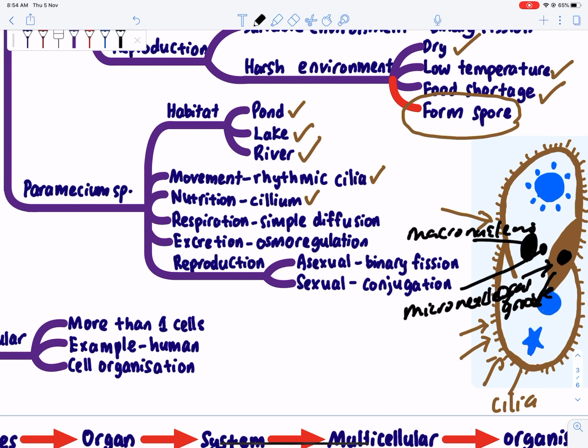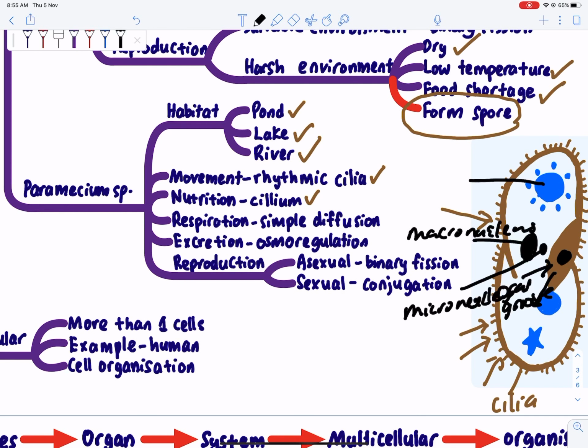The oral groove is then done, and of course they have a contractile vacuole. Okay, they have a contractile vacuole here. This contractile vacuole will eliminate excessive water. Please remember, they live in the pond, lake, or river. Sometimes the environment is hypotonic. Hypotonic, not hypertonic, hypotonic. So the water will enter the cell.